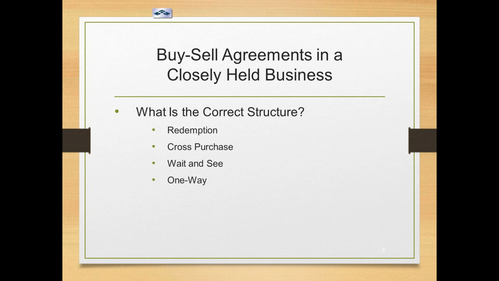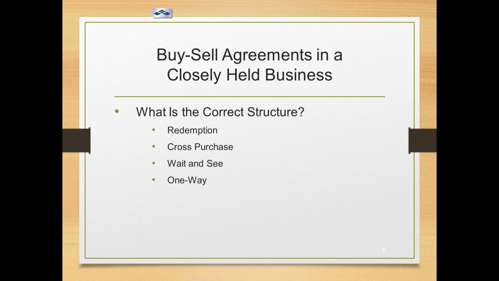It has to do with whose obligation it is to do the buying. And so if it's an entity purchase buy-sell arrangement, the agreement itself puts the obligation on the business to do the buying in the event something happens to one of the owners of the company. Here's what I mean.